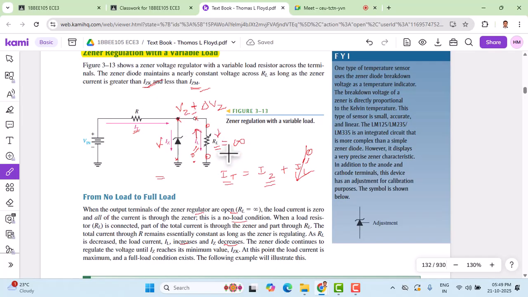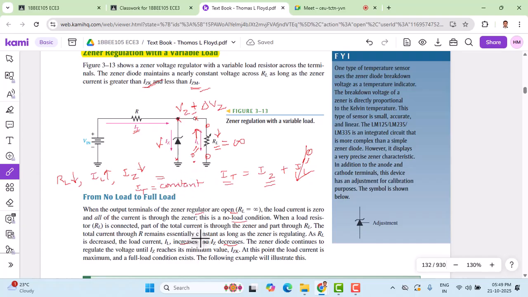I'll write it out for your reference. RL is decreased. When RL decreases, IL increases, because when the resistance drops, the current through it increases. And what will happen to IZ? IZ decreases, because this current increases. So the total current IT should be maintained constant. IT will be maintained as a constant.